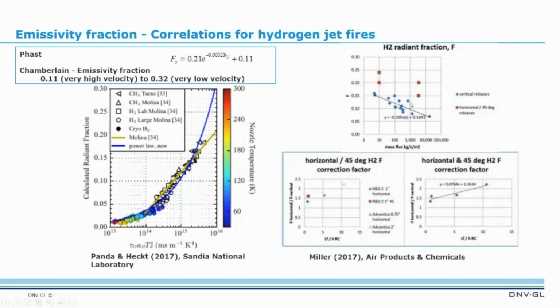On the other hand, a lot of these experiments on the right, they're larger tests. They include quite a lot of lower velocity experiments as well. And you can see there's a trend with mass flux. So obviously the higher velocity releases are on the right, with the lower tending to have a lower emissive fraction, and the lower velocity ones on the left tending to have a higher emissive fraction. And this is somewhat represented by the Chamberlain model. So that's something else to be aware of.